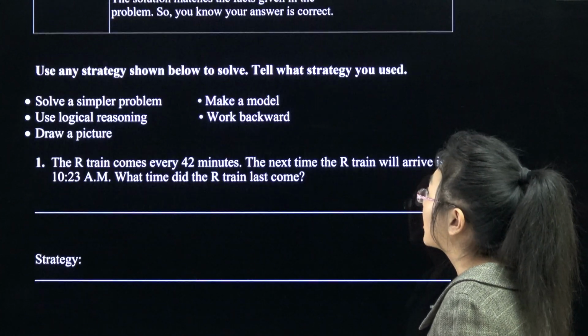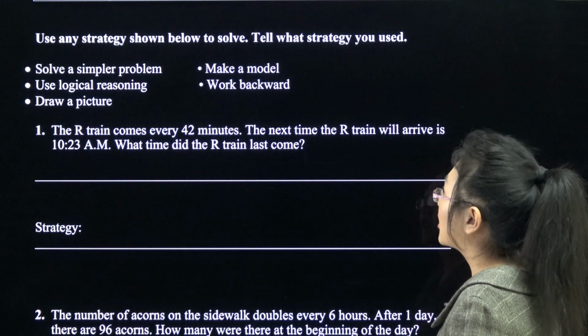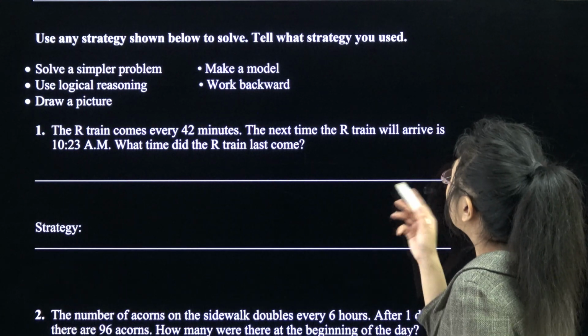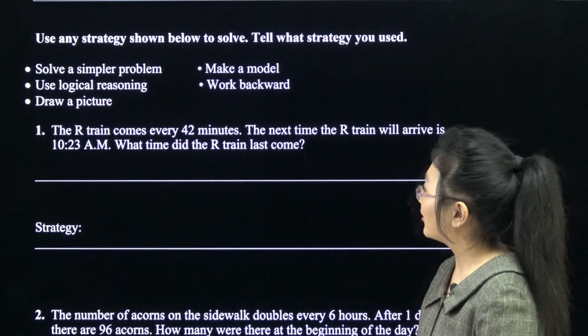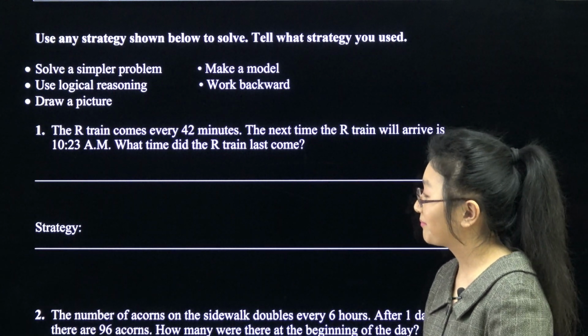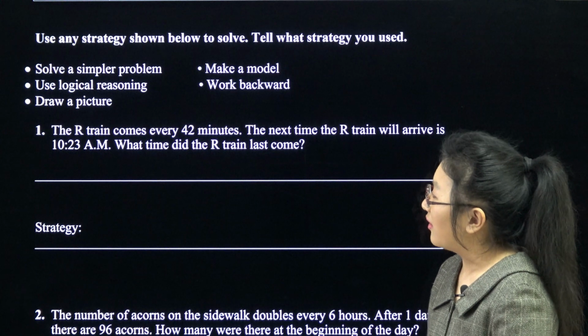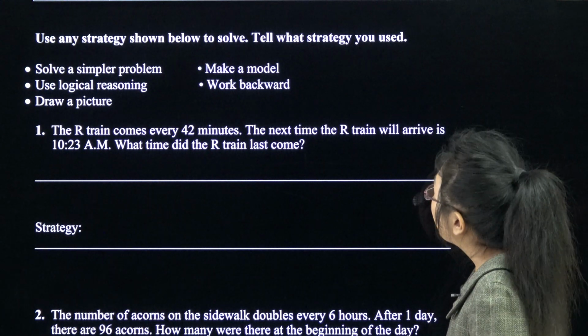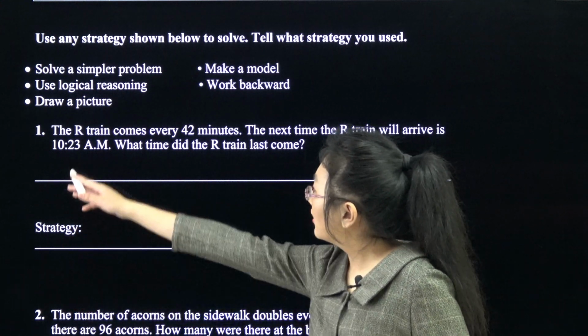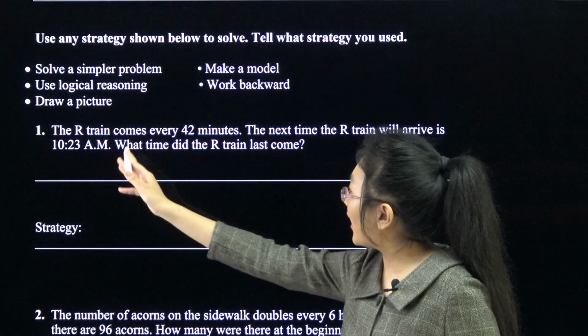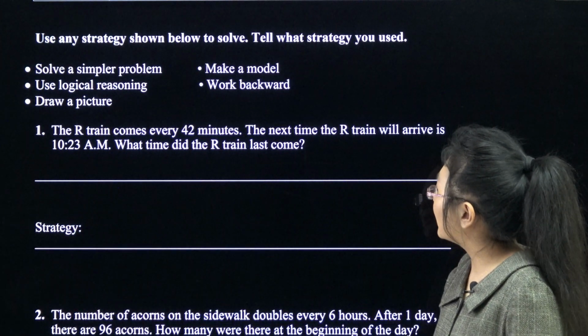Now, we're just going to do some practice problems. Use any strategy shown below to solve. Tell what strategy you used. Okay. The R train comes every 42 minutes. That's a weird name for a train. The next time the R train will arrive is 10:23 a.m. What time did the R train last come?